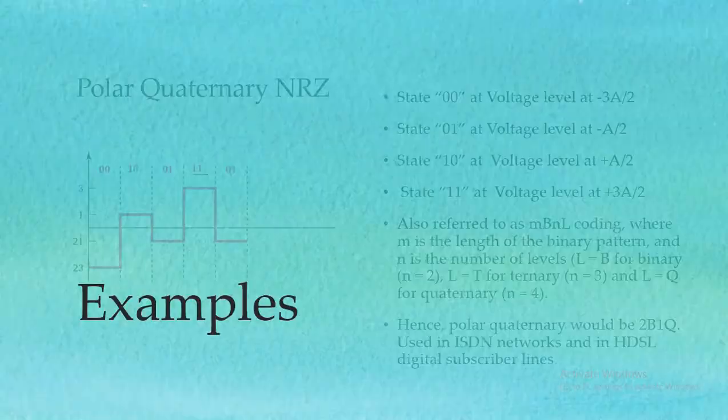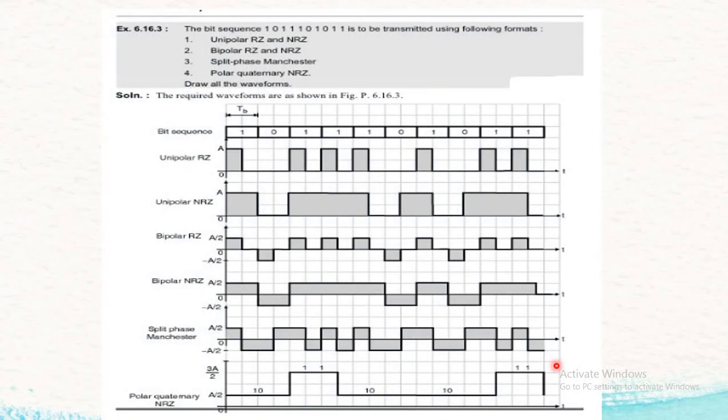Example. Now we have taken one example for your reference. In examination you will definitely find this type of question. Here a bit sequence is given to us: 1011101011, and they ask us to find the different formats. The first is unipolar RZ and NRZ, then bipolar RZ and NRZ, next is split phase Manchester, and last is the polar quaternary waveform.